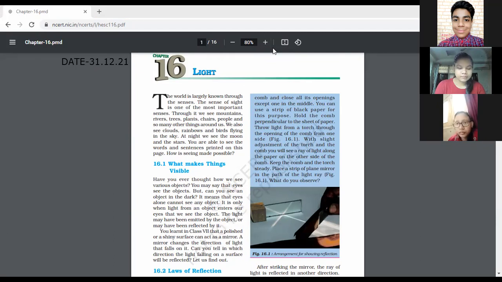So let's start. Anshika Agarwal, reading 16.1, what makes things visible, how we can see the things? Kindly switch on your cameras, children.